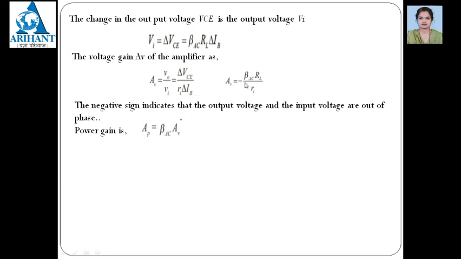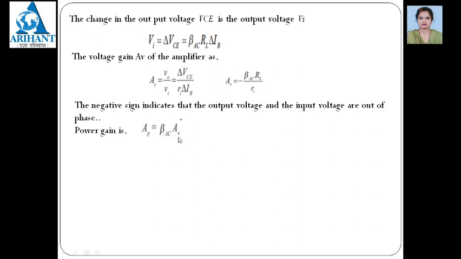So it is nothing but minus beta AC into RL divided by Ri, if you put these values. The negative sign indicates that the output voltage and the input voltage are out of phase.